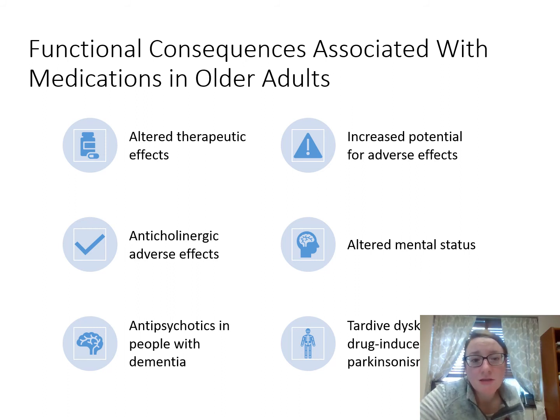The first one is that medications need to be monitored more closely in older adults because of their altered therapeutic effects. And again, that is related to a decreased GFR and a decreased ability to metabolize through the CYP450 cytochrome, and decreased renal excretion of our metabolites. So those three big reasons with excretion and metabolism is why we're going to have those altered therapeutic effects.